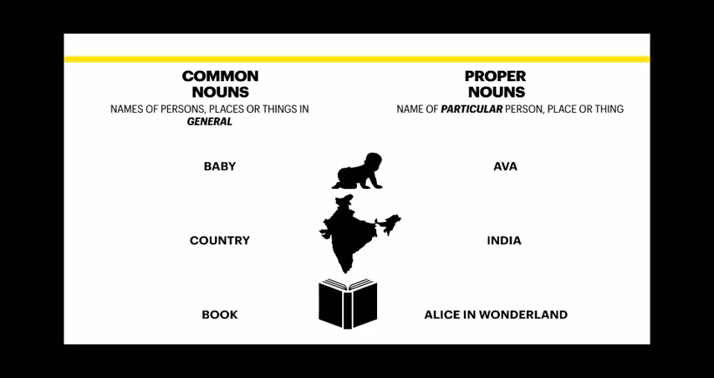The next picture is of a country. Country is a common noun. Whereas if we say India, it becomes proper noun. The next one is a picture of a book. Book is a common noun. But if I say Alice in Wonderland, this is the name of a specific book. So Alice in Wonderland is a proper noun.